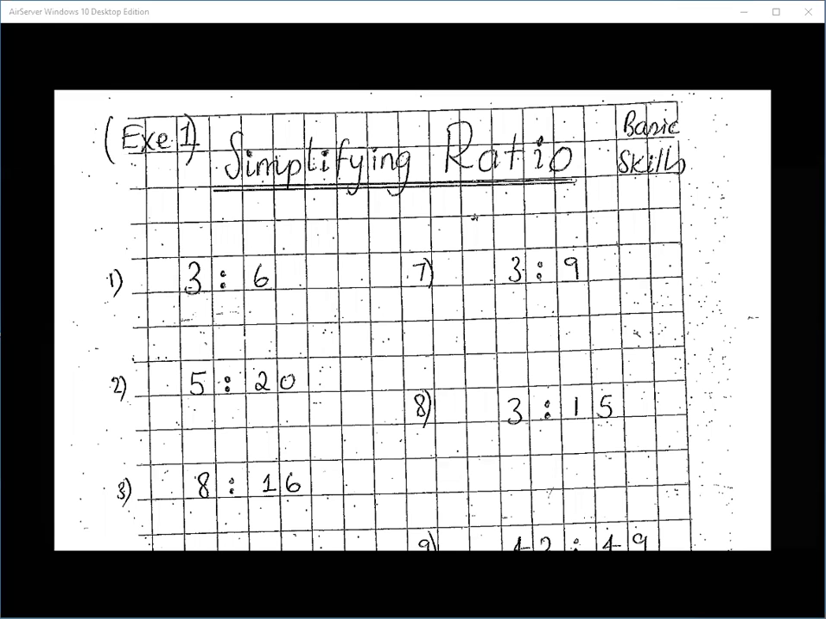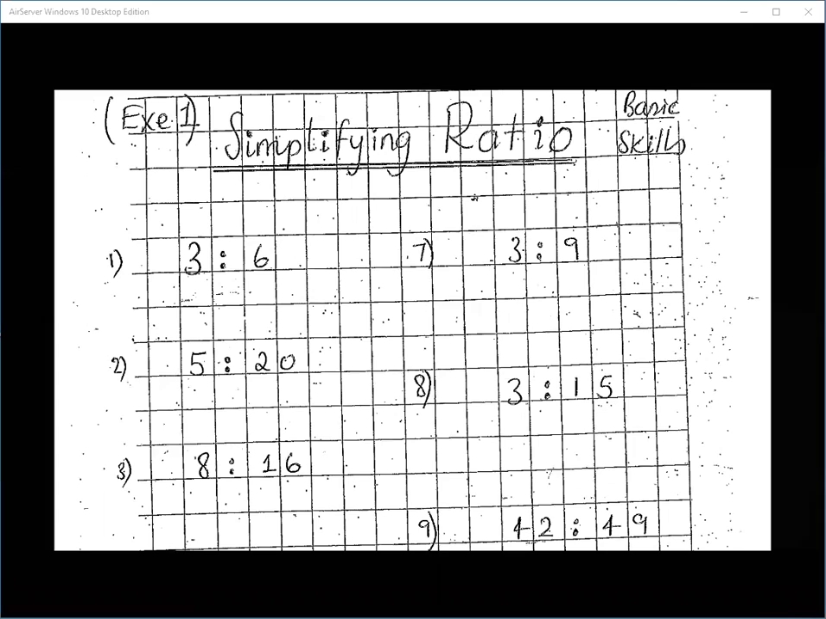Okay, folks, welcome back. We are looking at exercise 1, simplifying ratios, with me, Mr. Imanikpal. Okay, so when we have to simplify ratios, we need to divide by the highest common factor.